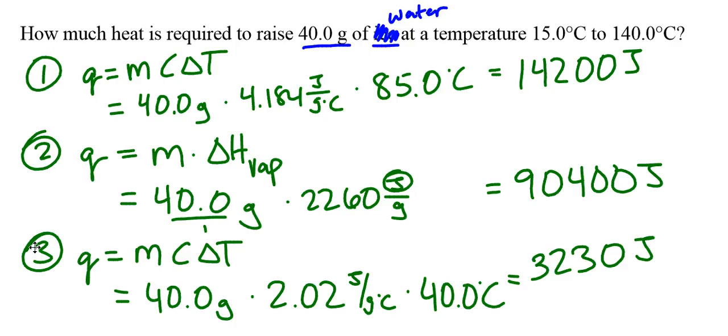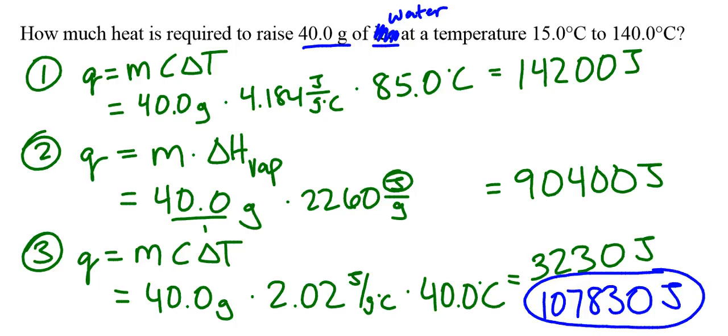Now, I'm not done yet. Okay? To be done, I need to add up all of those values. So my total would be 3230 plus 90,400 plus 14,200. And again, I'm following my sig fig rules. In this case, when I'm adding, there are no numbers to the right of the decimal, so you don't have any numbers to the right of the decimal in your answer either. 107,830 joules. That is the answer to the question. How much energy does it take to raise 40 grams of water from 15 degrees Celsius up to 140 degrees Celsius? It would take 107,830 joules.